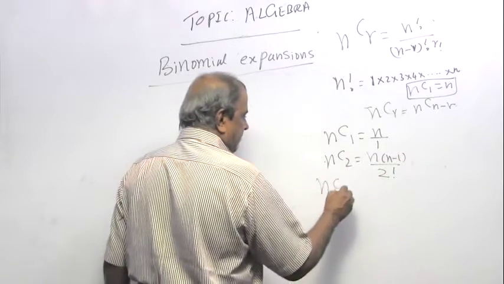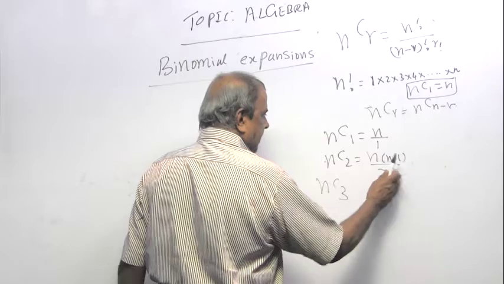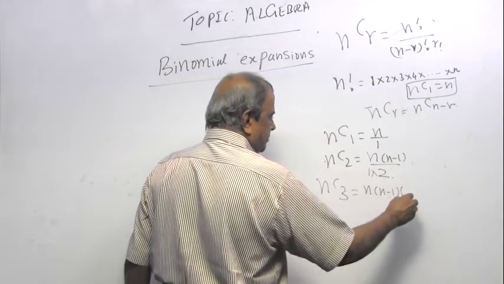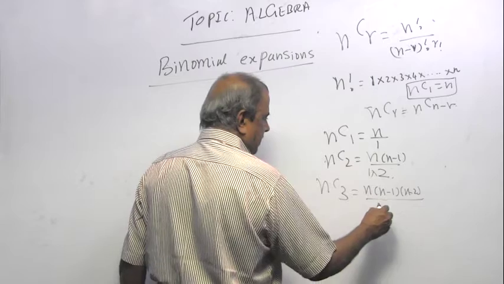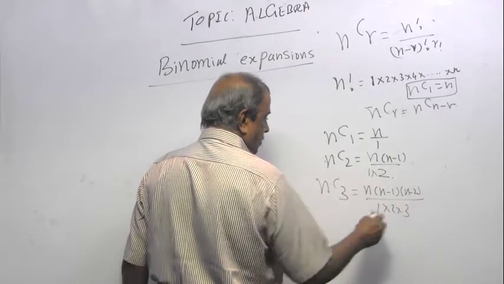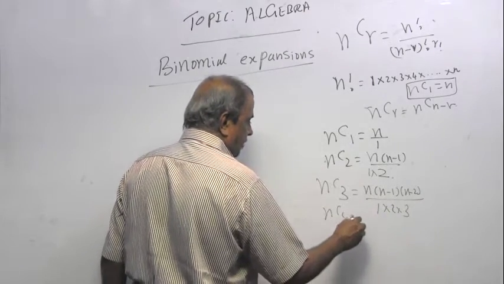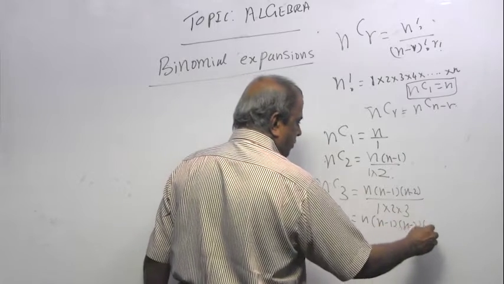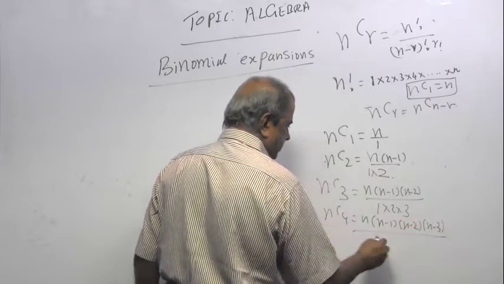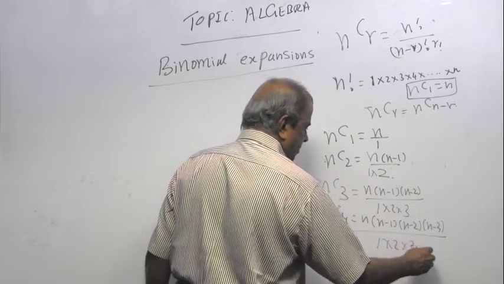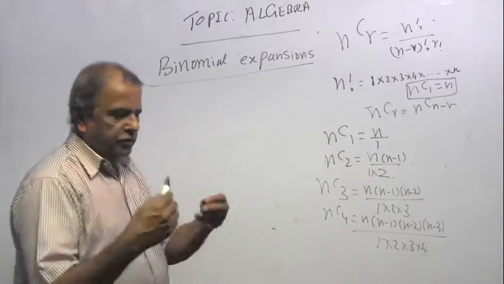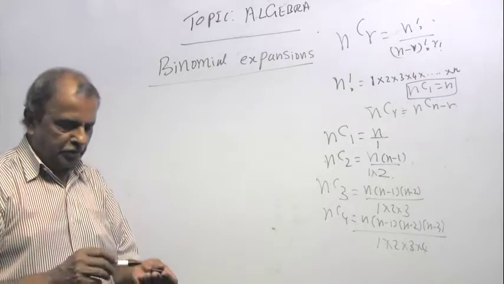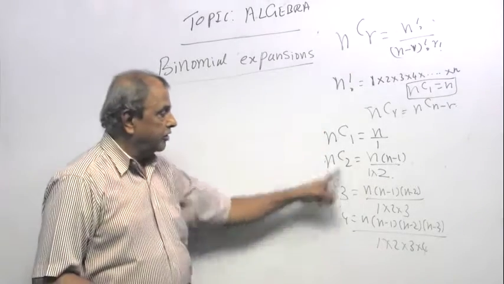What is nC3? Start with n, write 3 numbers, divide by 3 factorial. What is nC4? Start with n, write 4 numbers, divide by 4 factorial. So if I want to find 4C1, 4C3, 4C not beyond 4C4, you can use this concept.